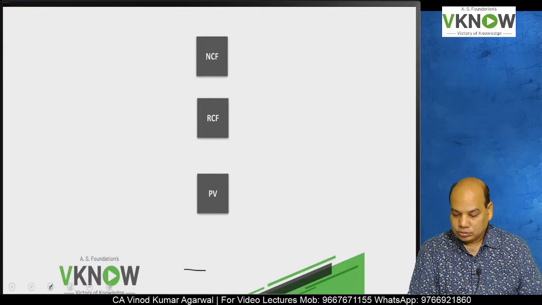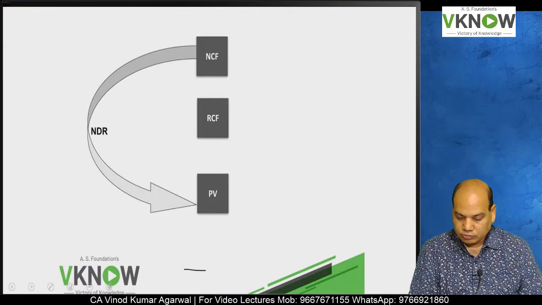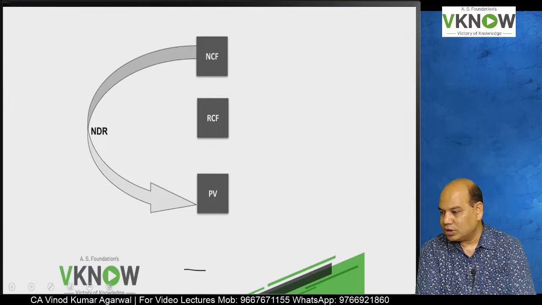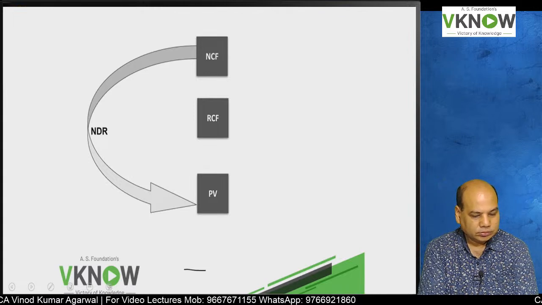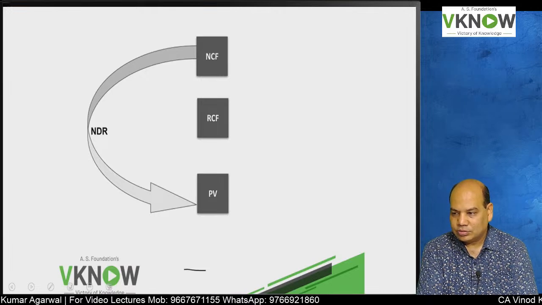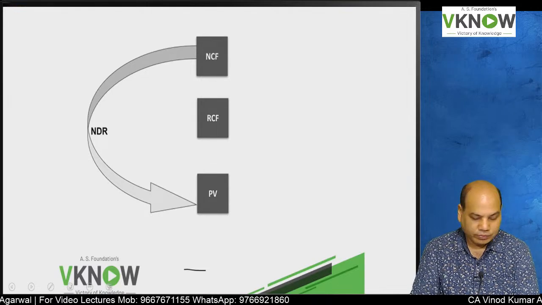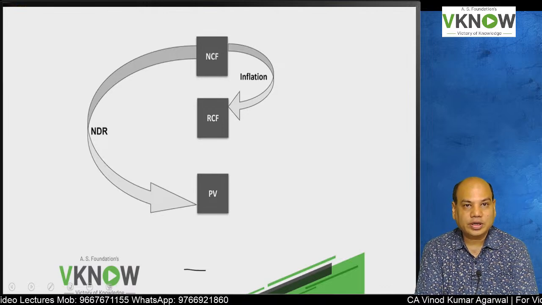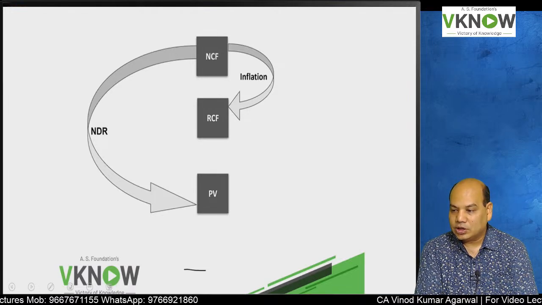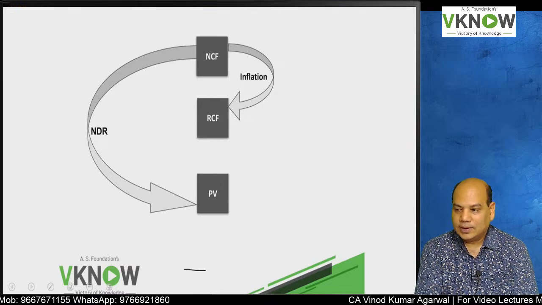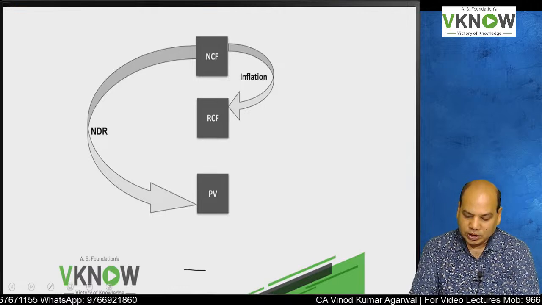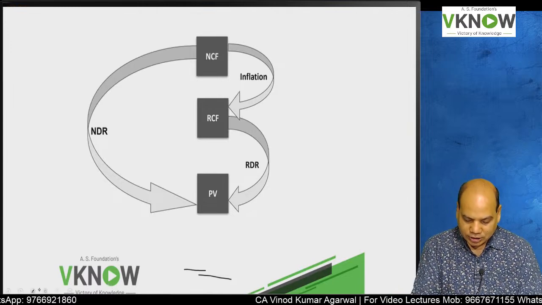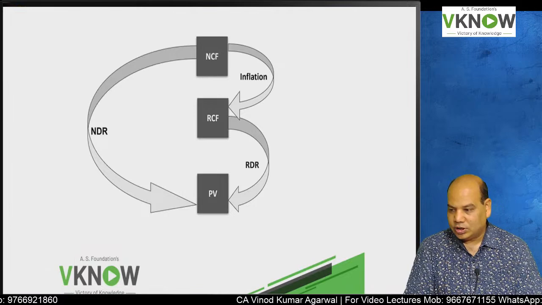Nominal cash flow will be discounted using nominal discount rate to arrive at present value. So draw one arrow, connect nominal cash flow to present value. But suppose real cash flow and real discount rate have to be used. Convert nominal cash flow into real cash flow first by eliminating the effect of inflation, and then use the real discount rate. Is it right?